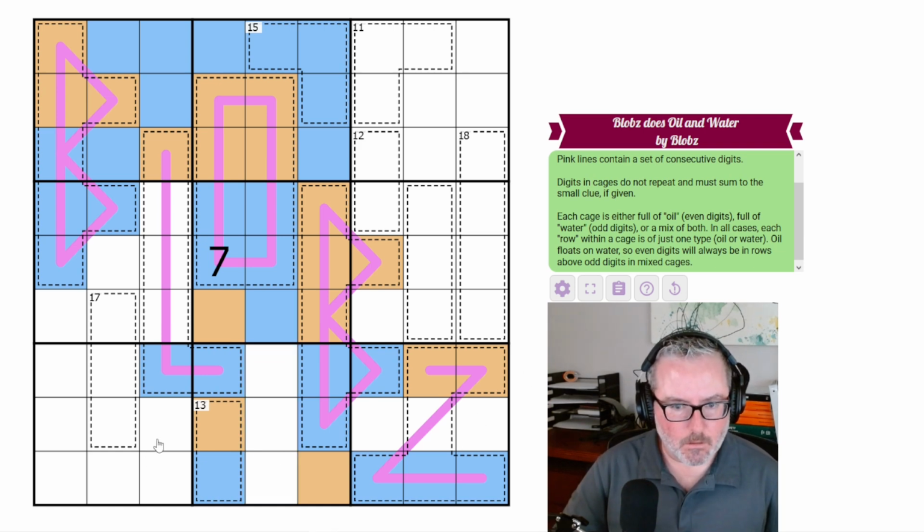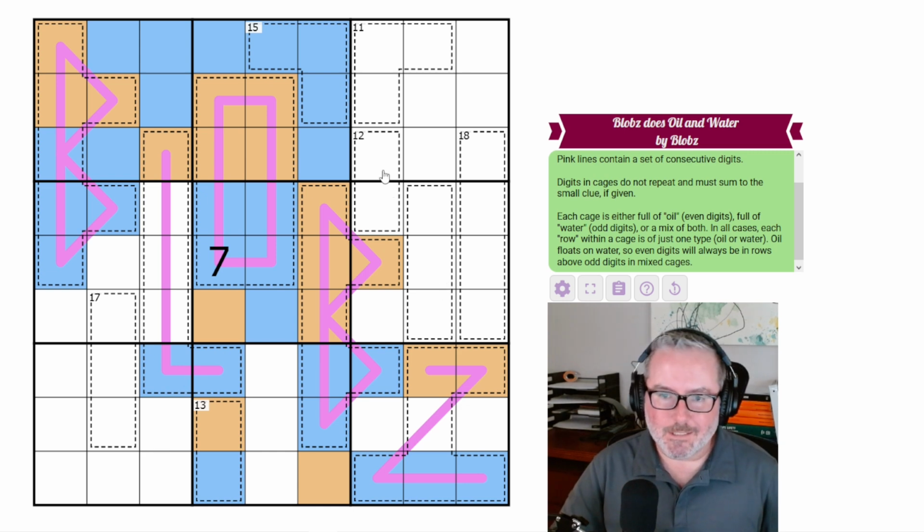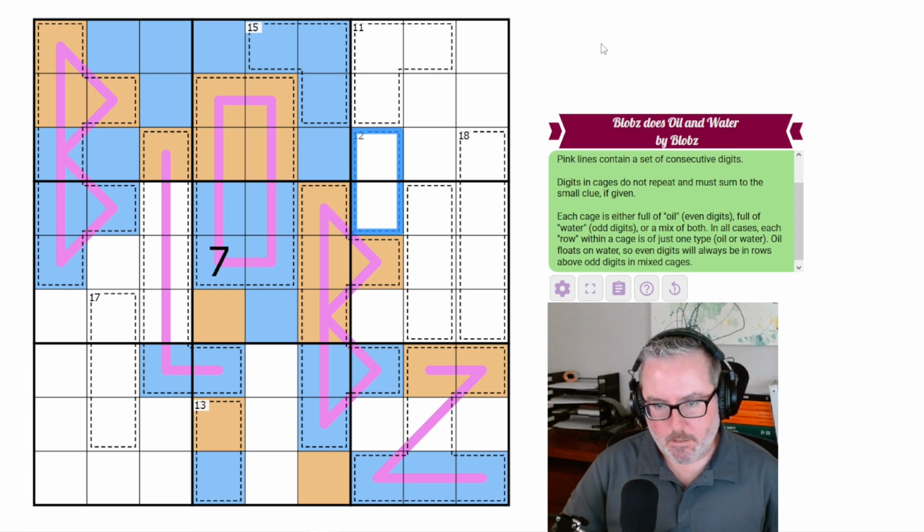Okay. Can we do that similarly? Well, the 12, it either has to be both even or both odd. Is there any way to debunk either one of those? I don't see anything at the moment.